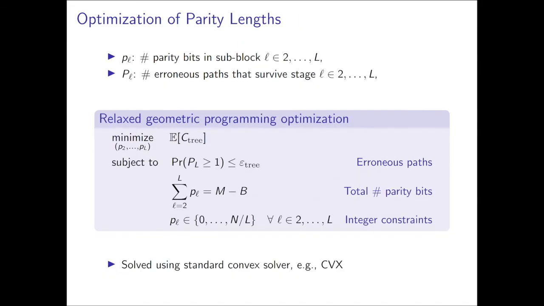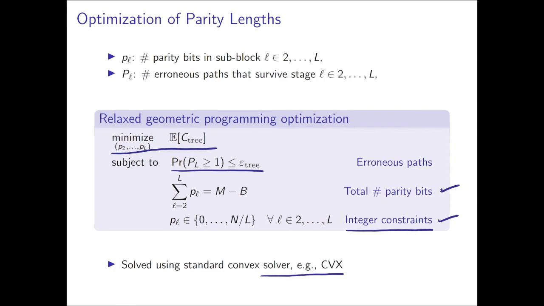The placement of parities is an optimization problem that naturally trades off complexity and performance, and we pose it as a minimization of the expected complexity subject to the probability that an erroneous path survives the process being less than a certain quantity epsilon. The other constraints are that the total number of parity bits is fixed and the number of parity bits per subblock should be an integer. The relaxation comes from disregarding the integer constraint, and the resulting problem can be solved using a standard convex solver, such as the CVX library.